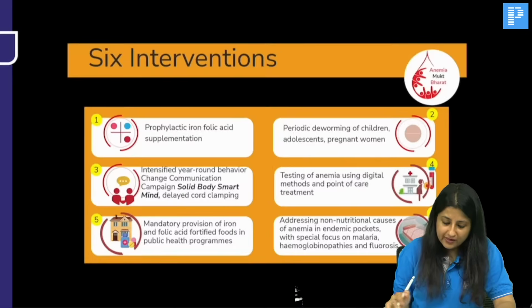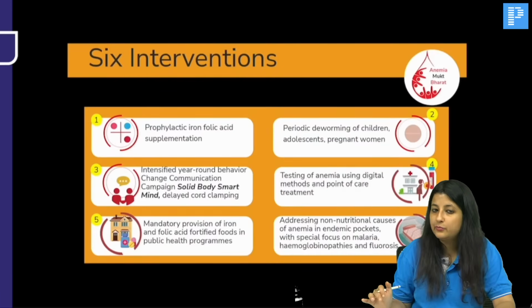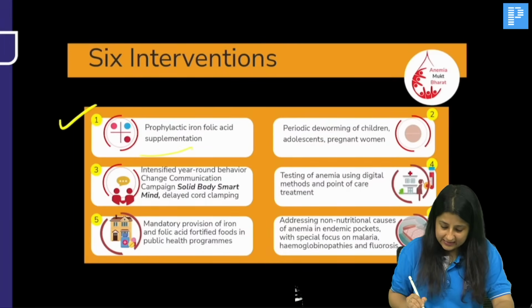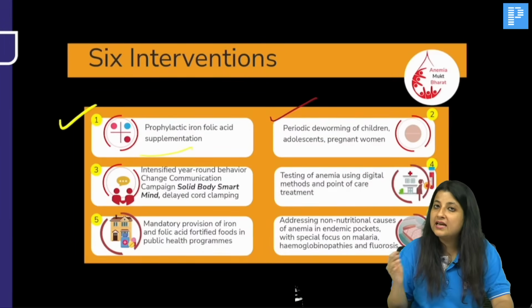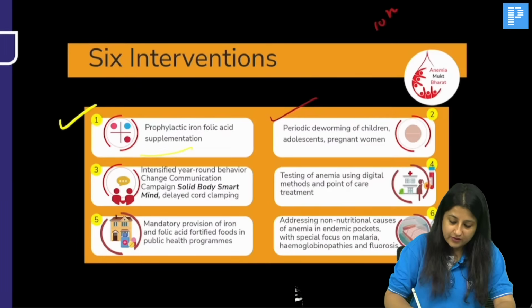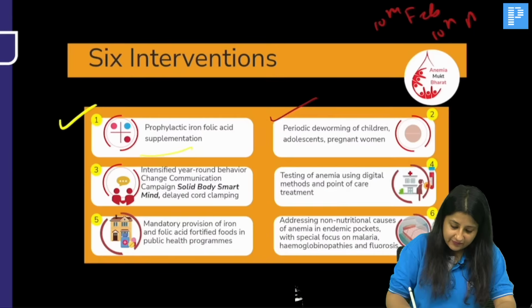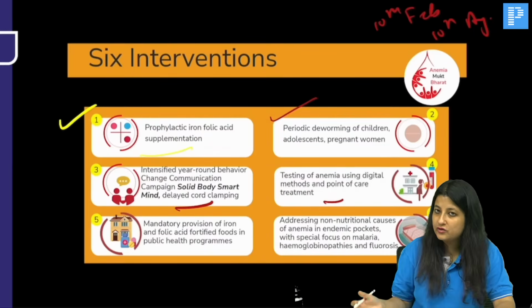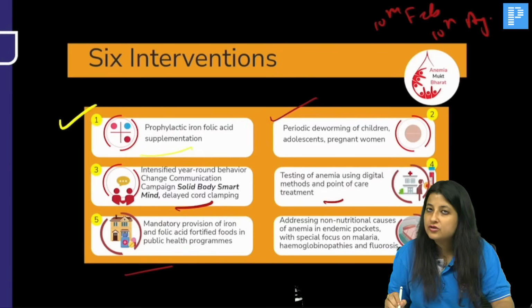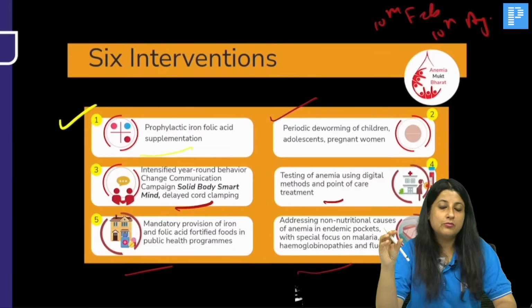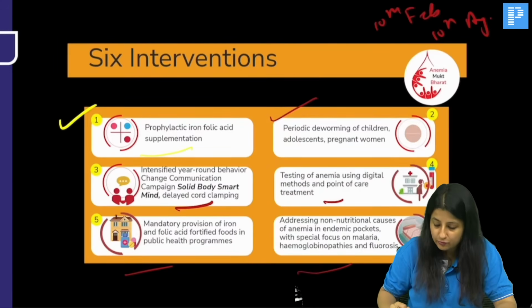Clear? You can also read these 6 interventions, guys. I have put it in the PDF. It will be there in the lecture. Prophylactic, because Anemia Mukt Bharat is a sole program which has very high chance of coming up. Prophylactic iron folic acid. Deworming is being done even for the pregnant woman. We have 2 national deworming days, 10th of Feb and 10th of August. We are also promoting delayed cord clamping, health education, testing of anemia, mandatory provision of iron rich foods and addressing non-nutritional causes of anemia. ठीक है? So Anemia Mukt Bharat is a take-home program. You cannot afford to miss out on that one.